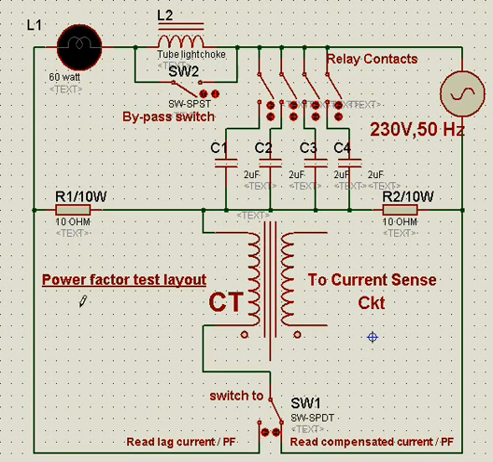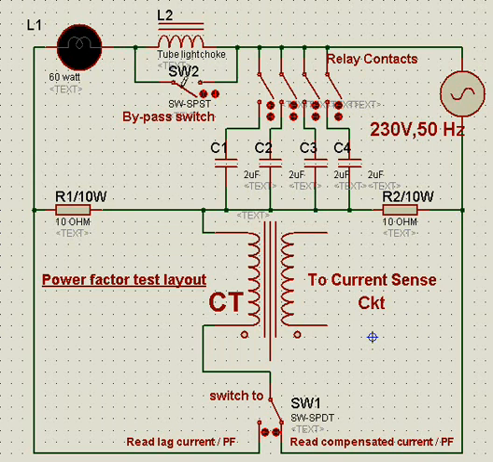Power factor test layout. We have an arrangement here where we have a supply source, 230 volt, and we have an inductor and a lamp, and there are two resistors. They all are connected in series.